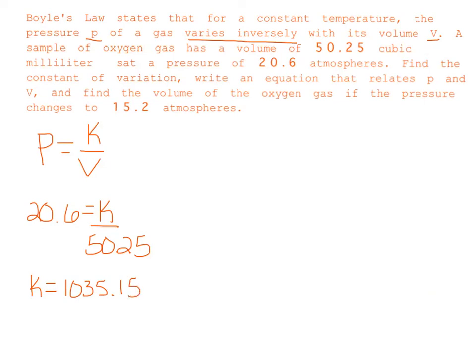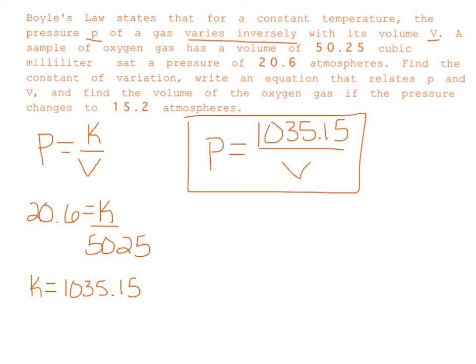So write the equation. That would be P equals 1035.15 divided by the volume. There's your equation. It also says find the constant of variation. Oh, we did that. Okay.